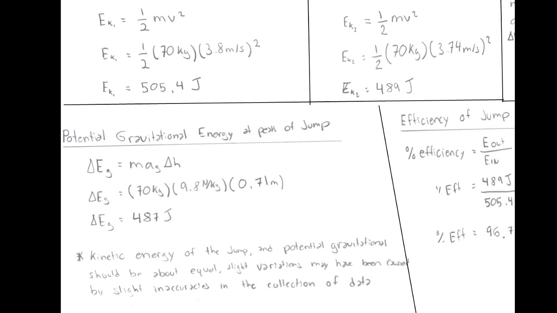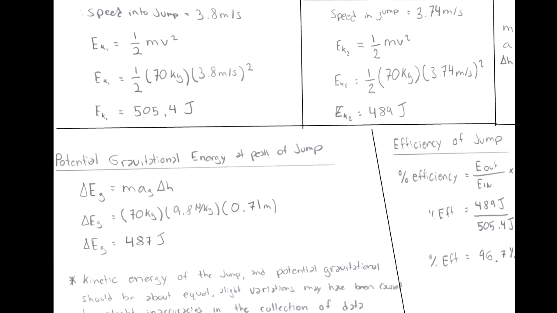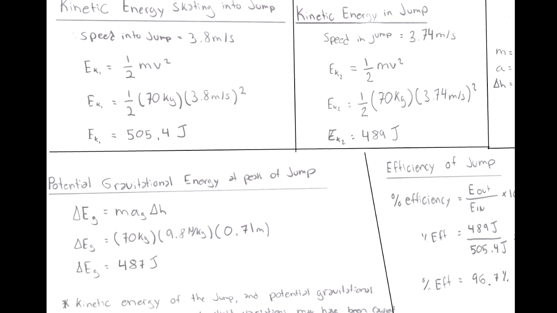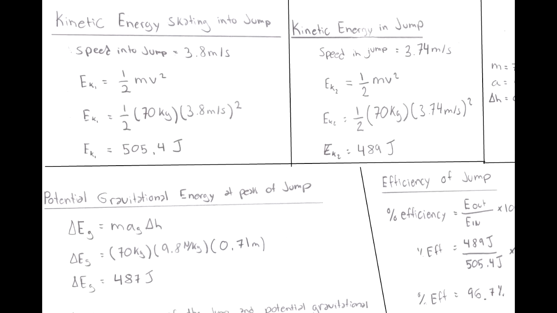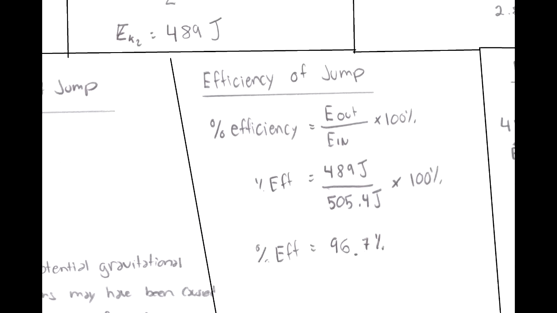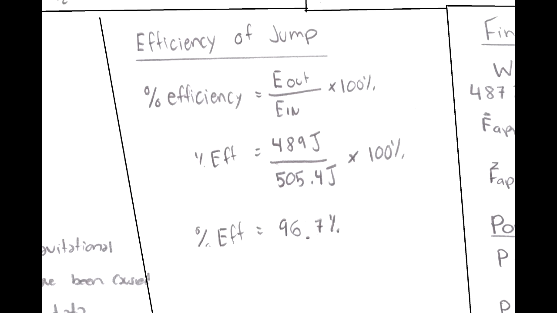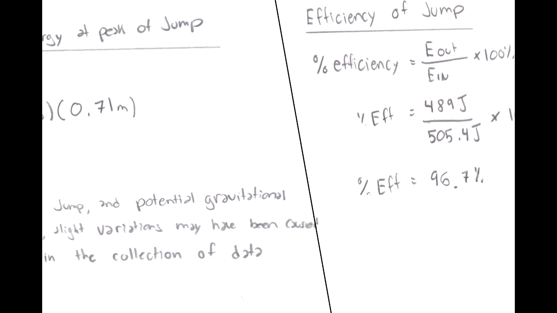In theory, the kinetic energy at the beginning of the jump should equal the potential gravitational energy at the peak. Now we can see here that the kinetic energy in the jump was 489 joules and the potential energy was 487. The reason these numbers are slightly different is because of slight variations that may have caused slight inaccuracies in the collection of data. So when calculating the efficiency of my jump, I use energy out as the kinetic energy in the jump, and then energy in as the kinetic energy on the approach of the jump. So then I end up with 96.7% efficiency.